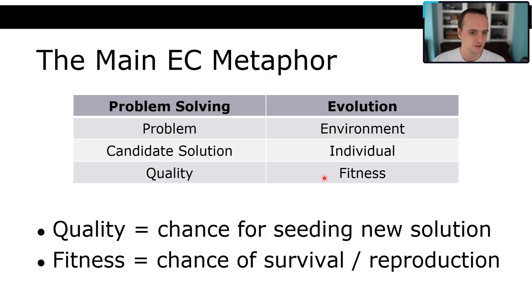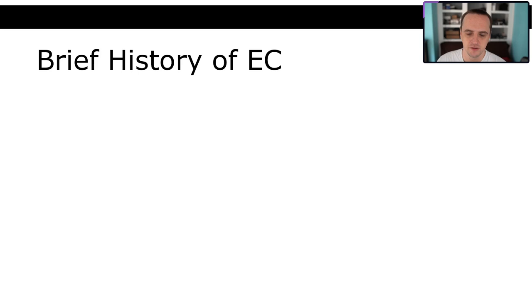So quality is the chance for moving on and creating a new solution, whereas fitness would be the chance of survival and reproduction. Okay, so we draw these analogies between problem-solving mathematical algorithmic things and evolutionary things. We'll get back to this and we'll talk about what each of these means, but a brief history of evolutionary computation.